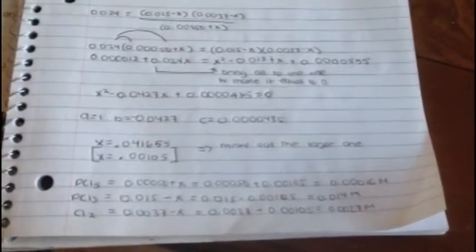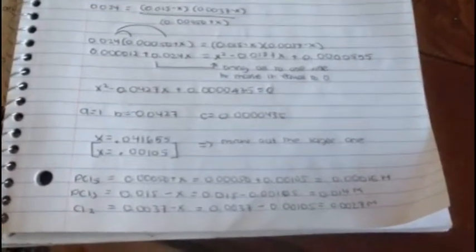We throw out the larger one, and therefore x equals 0.00105. For each substance, we plug it into these equations. And so therefore we get, for PCl5, 0.0016 molarity, for PCl3 we get 0.014 molarity, and for Cl2 we get 0.0027 molarity.